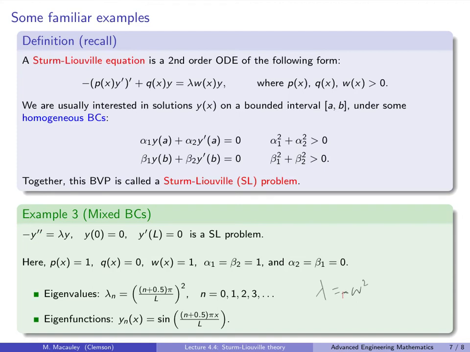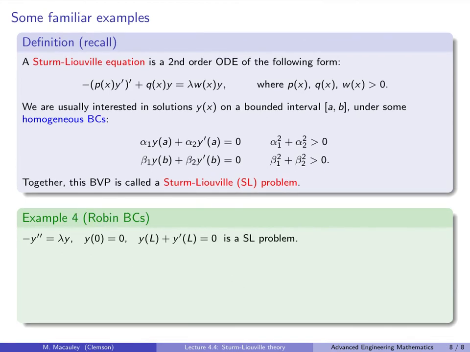And omega was what we got. Omega was n plus 1/2 times pi over L. And so the eigenfunction was y_n of x is sine of omega x. So sine of (n plus 0.5) pi x over L.